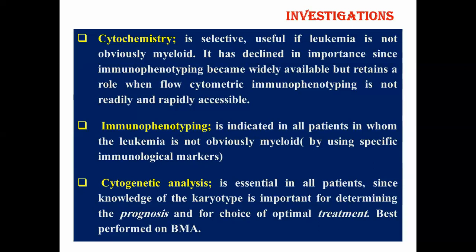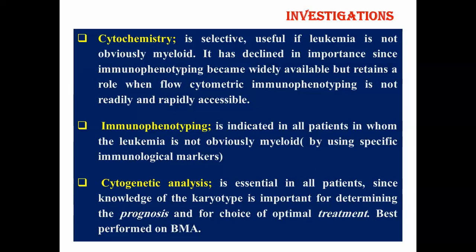Nowadays its importance has declined, since immune phenotyping, which is flow cytometry, has been developed and is available. It can give or confirm the diagnosis depending on the immunological markers that I use to know whether it is acute myeloid or acute lymphoid leukemia. But I can also use cytochemistry when the flow is not available or not rapidly accessible. As I mentioned, immune phenotyping is indicated in all patients in whom the leukemia is not obviously myeloid, using specific immunological markers.